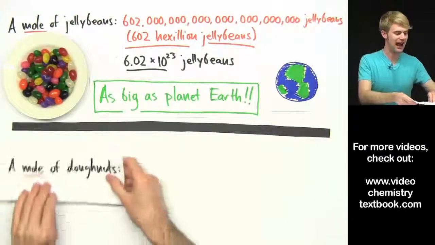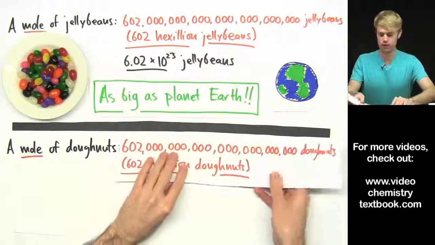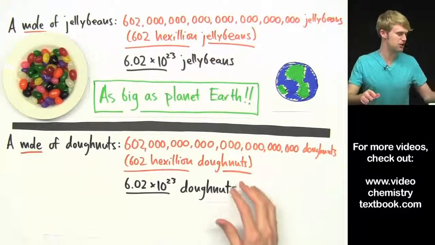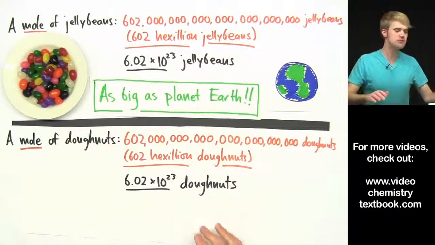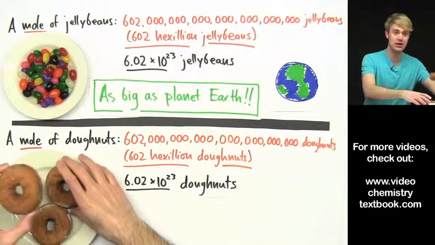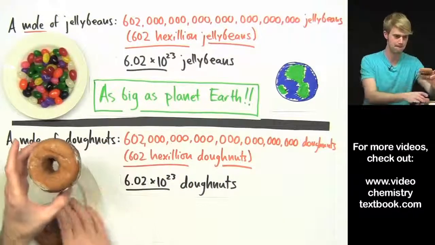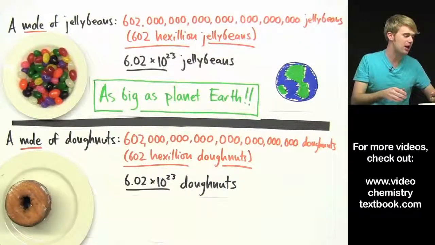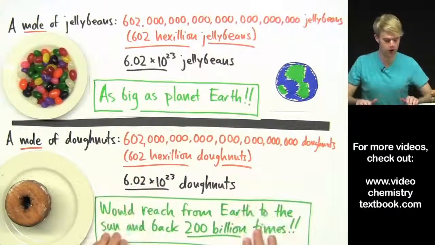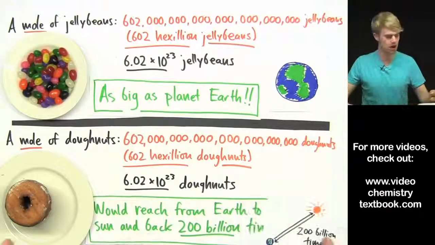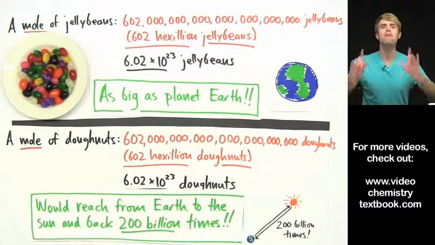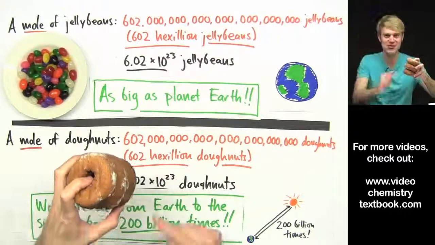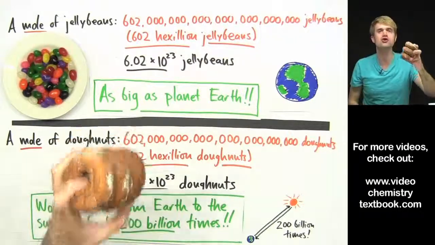Now, we could have also a mole of donuts, which would be 602 hexillion donuts, 6.02 times 10 to the 23rd donuts. If we had this many donuts and we stacked them on top of each other like this, and we had 602 hexillion donuts and we kept making this stack, it would reach from the Earth to the sun and back 200 billion times. This stack of donuts would reach from the Earth to the sun, back and forth 200 billion times.